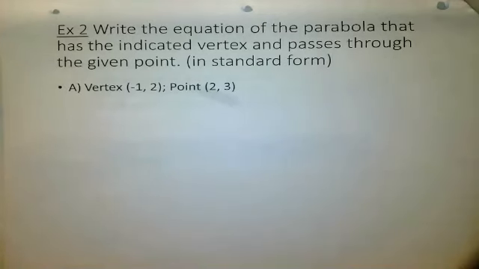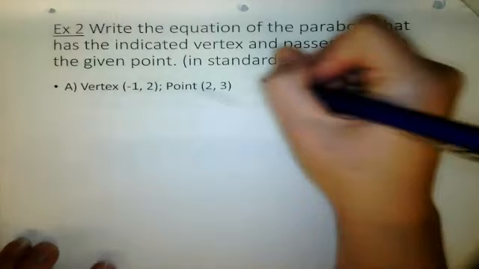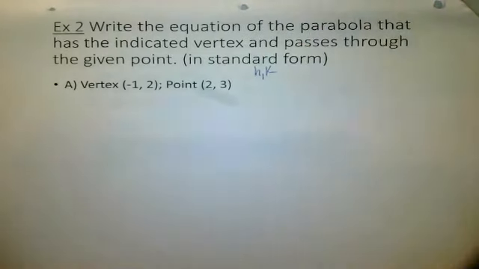Example 2, last thing. Write the equation of the parabola that has the indicated vertex and passes through the given point. We have done this already. You know how to do this, so it's just easier today. How about that? They also tell you in standard form. Standard form is HK form, that form with H's and K's.